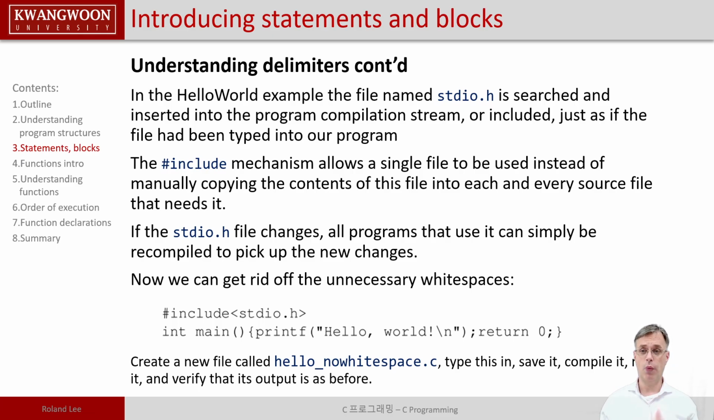Now, with our understanding of delimiters, we can remove the extraneous spaces, tabs, and new lines. We can pare it down to just keywords, tokens, and delimiters. Our program, hello new white space C, would look like this. You see that? And that also would run the same way as we have just run it before.